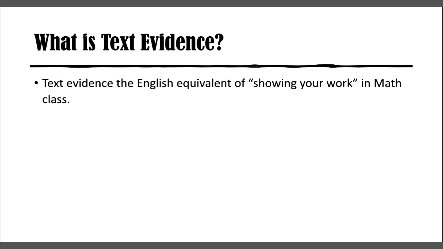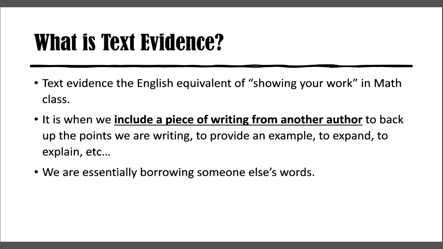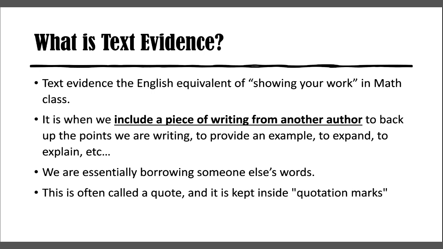Text evidence is the English equivalent of showing your work in math class. Do you remember when you took algebra, how your teacher was always telling you you have to show your work? Well, in English, we actually kind of have to do the same thing quite often. Text evidence is when we include a piece of writing from another author to back up the points that we are writing ourselves, to provide an example, to expand, to explain, etc. We are essentially just borrowing someone else's words to help our own. This is often called using a quote because it's kept inside quotation marks.